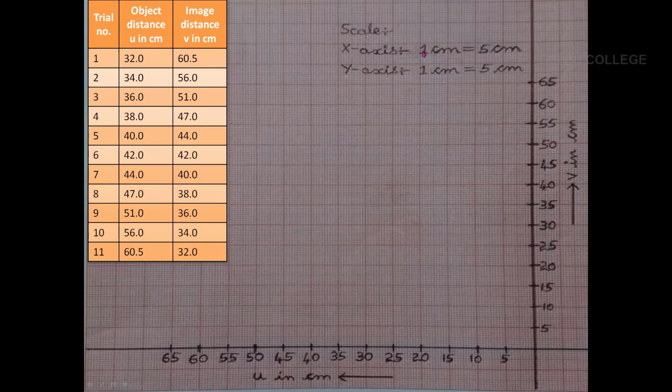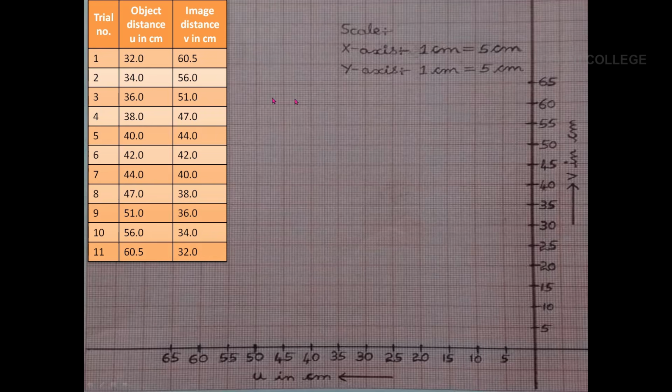Along the x-axis, each centimeter is considered as 5 centimeter. Okay, x-axis is 1 centimeter equal to 5 centimeter. So this is 5, 10, 15, 20 likewise. And along the y-axis, again each centimeter is considered as 5 centimeter. So y-axis is 1 centimeter equal to 5 centimeter. Therefore, this is 5, 10, 15, 20 likewise. In both the axes, we have considered the same scale.